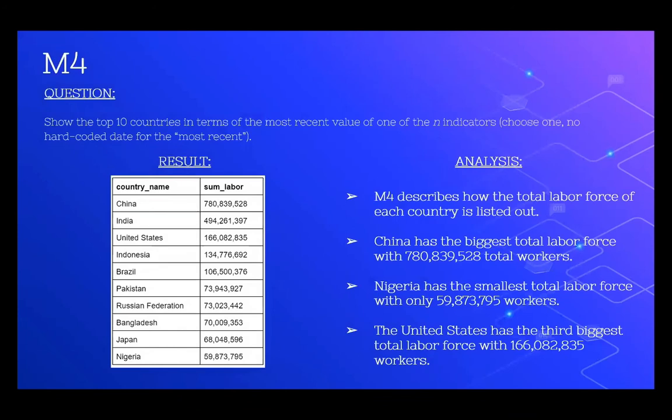The next question, M4, takes a look into the top 10 countries of the most recent value of one of the employment indicators, which our group chose to be the total labor force indicator at the end of 2019. Out of the top 10 countries, China had the highest labor force at the end of 2019 with over 780 million workers, while Nigeria was the lowest of the 10 with just shy of 60 million workers. The United States came in third with a little over 166 million workers.